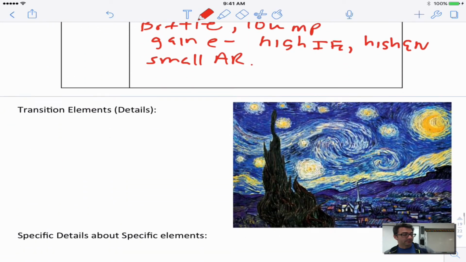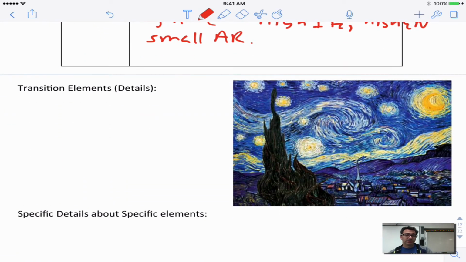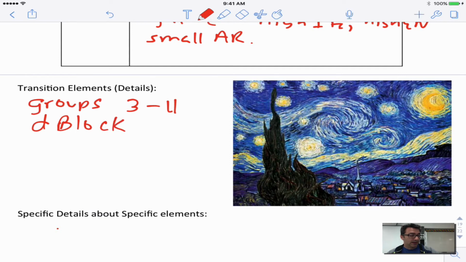Okay, some transition metal details. Really, like we went over with the transition metals, groups 3 through 11. They are part of what's known as the D block. And because of this, and I have this nice picture of Starry Night here, the reason why I have this is because a lot of these compounds that contain these transition metals actually have colors to them.